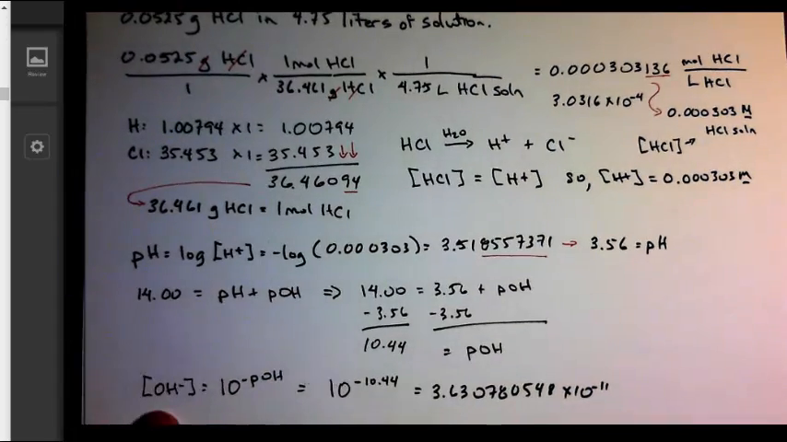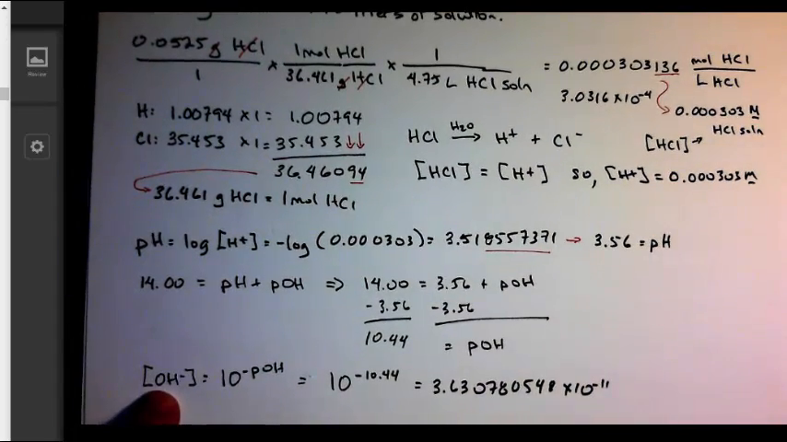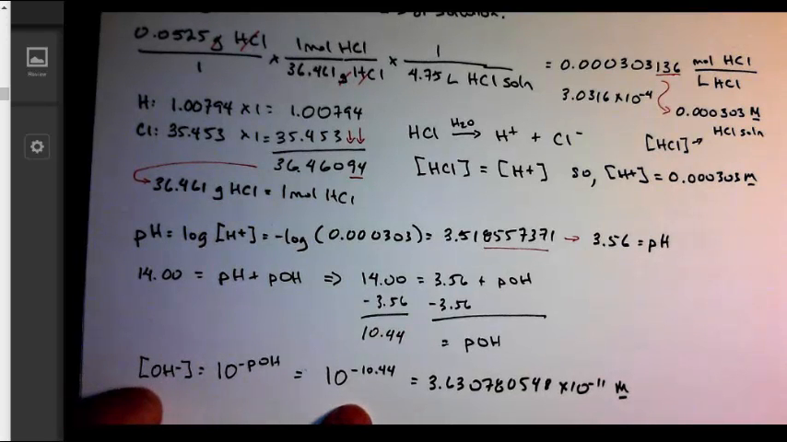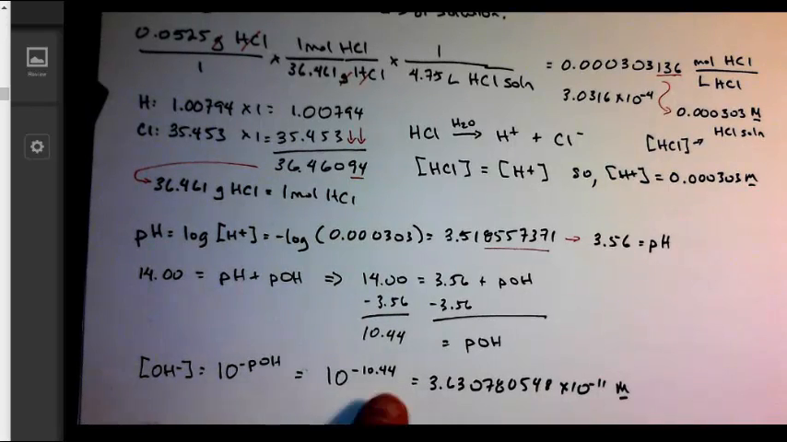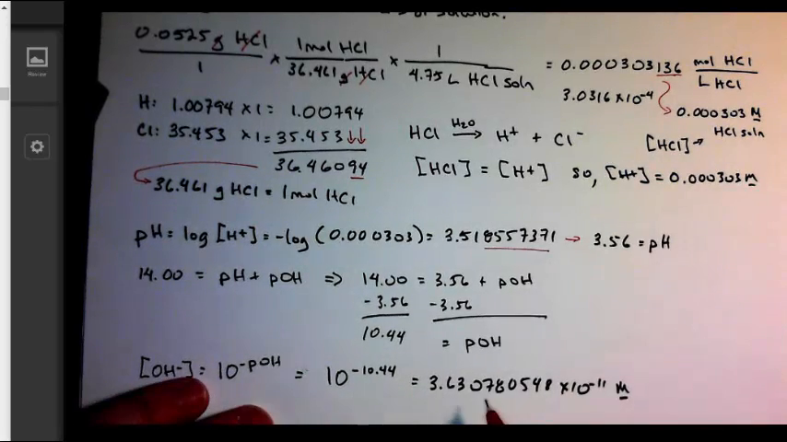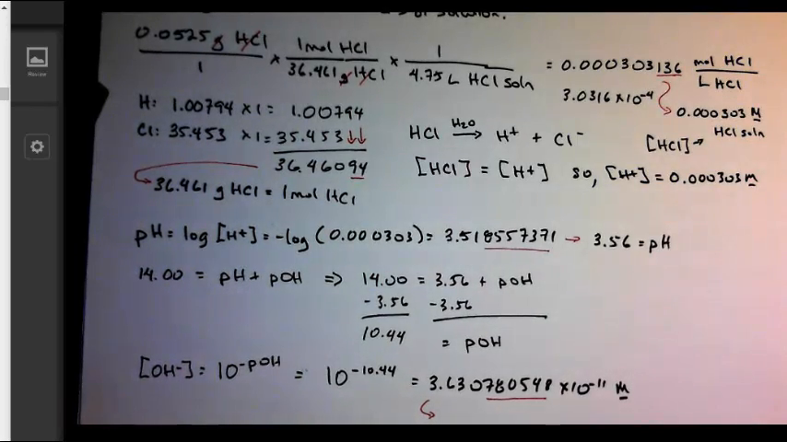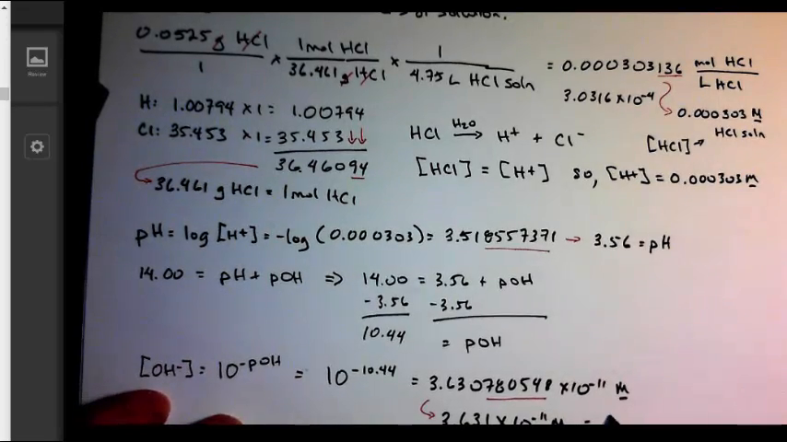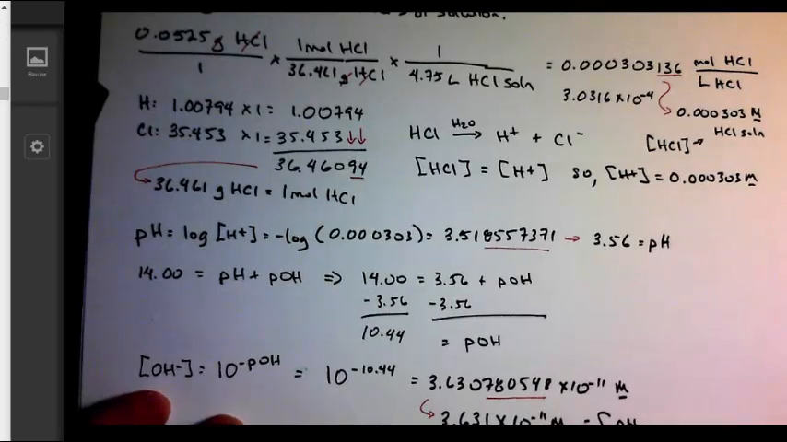And since this is the molar concentration of hydroxide ions, this is a unit of molarity. All right, again, we're going to go with the significant digits rules for multiplication and division. And we're going to say that there's 4 significant digits here. And the hydroxide ion concentration is 3.631 times 10 to the negative 11 molar. Okay, so that is the concentration of the hydroxide ion.